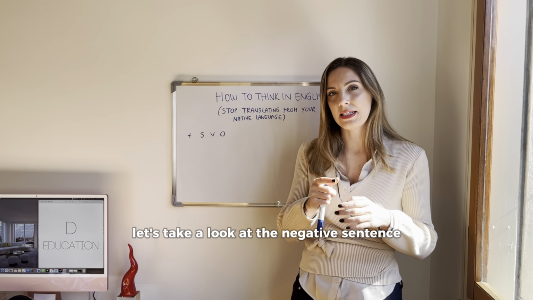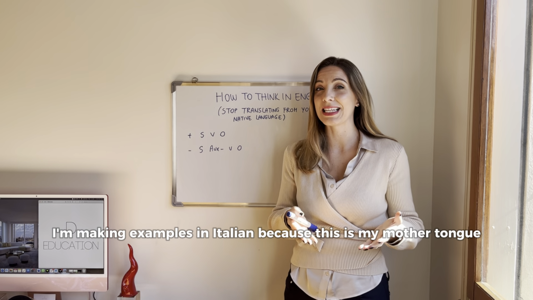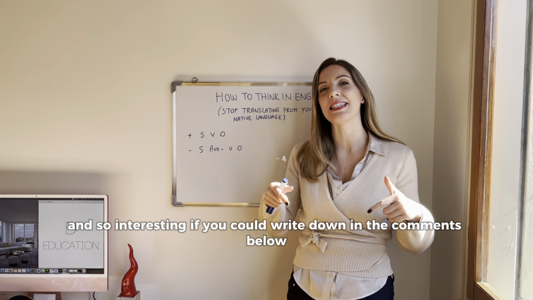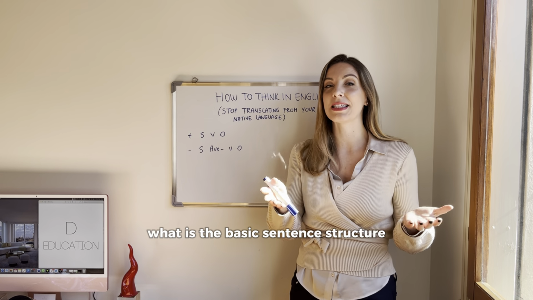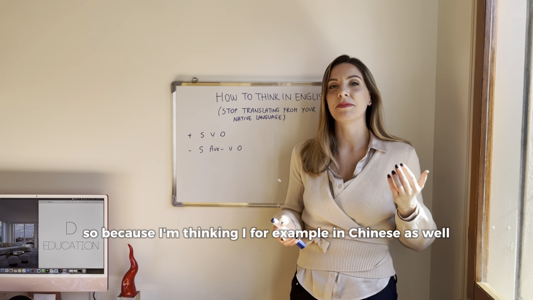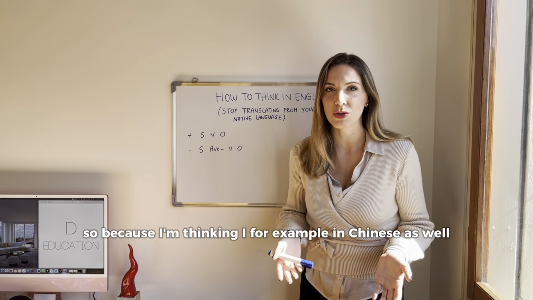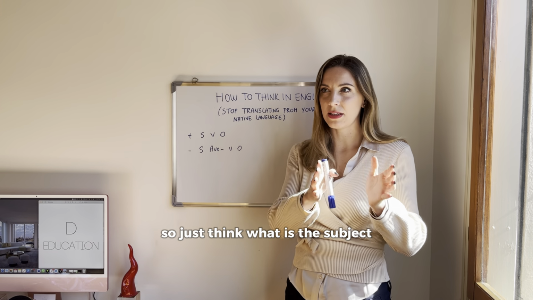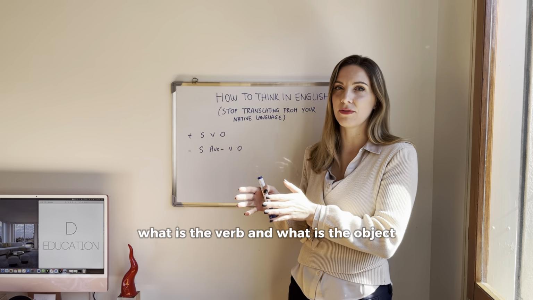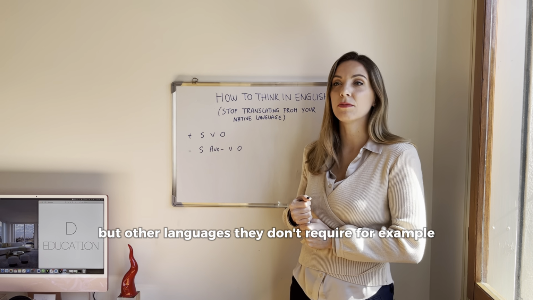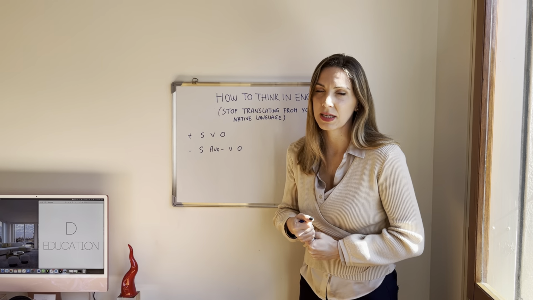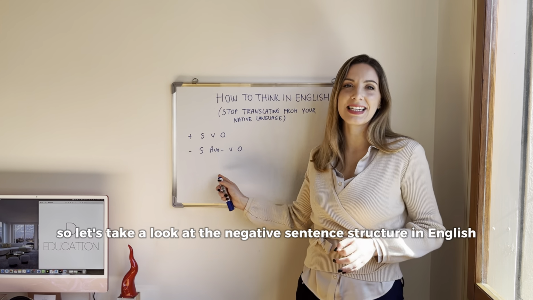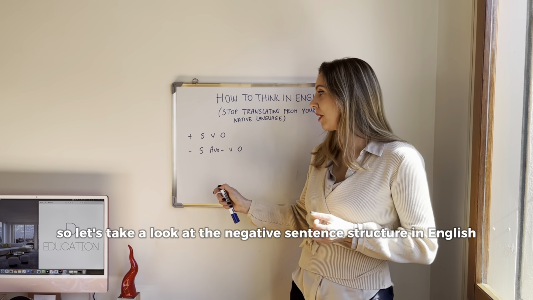Let's take a look at the negative sentence. By the way, I'm making examples in Italian because this is my mother tongue, but it would be so fun to me and so interesting if you could write down in the comments below, like in your language, what is the basic sentence structure? Because I'm thinking, like for example, in Chinese as well, it's the same, okay? So that would be the same advice for me. So just think, what is the subject? What is the verb and what is the object? But other languages, they don't require, for example, the subject, like English or Chinese, let's say. I'm digressing. So let's take a look at the negative sentence structure in English.